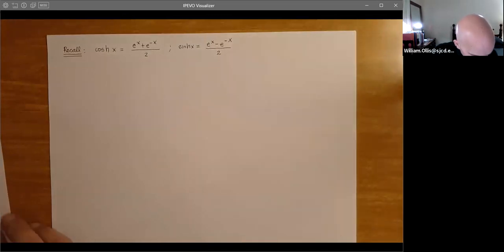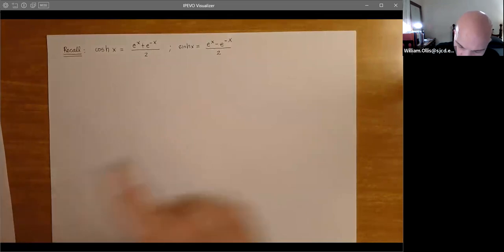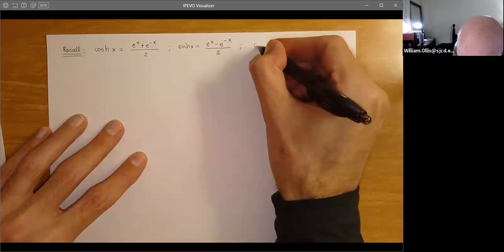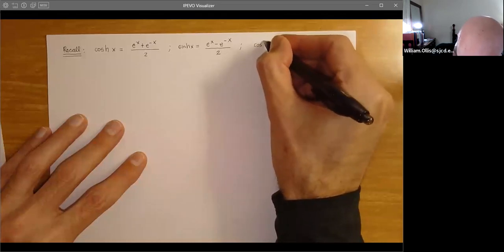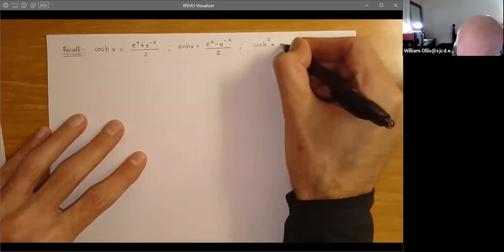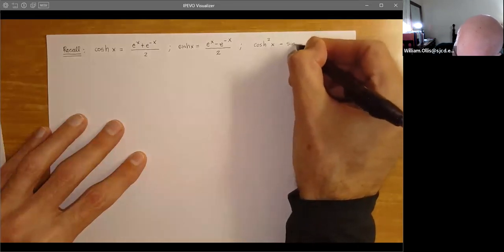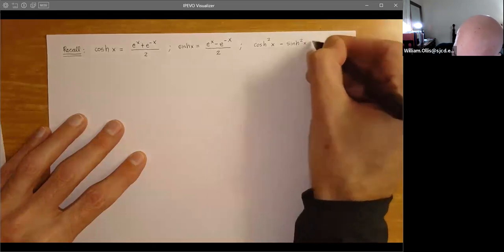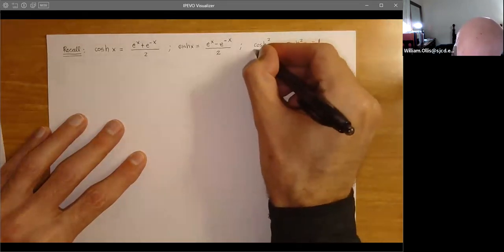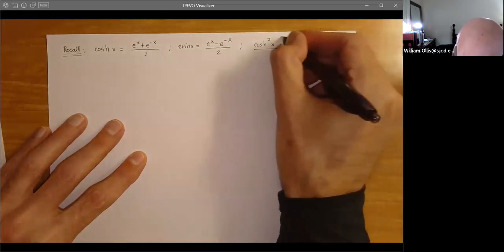And there's another thing that I wanted to write down. I'll just say in this case, here's the fundamental identity. When we square the hyperbolic cosine and we subtract the square of the hyperbolic sine, we get 1. So the fundamental identity is a little bit different. Instead of the plus, we get the minus.